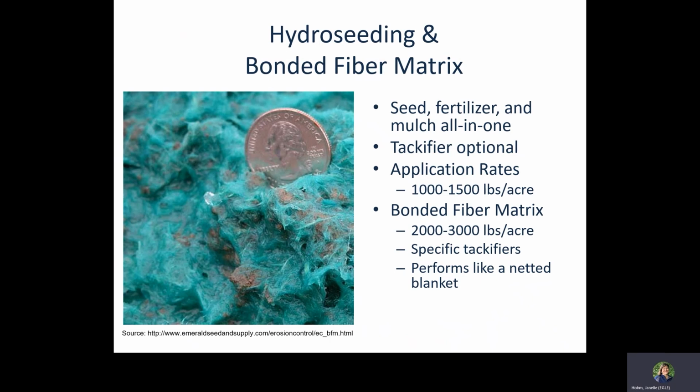Bonded fiber matrix is a newer product which is applied in the same manner as hydroseeding. It is a proprietary blend of seed, mulch, fertilizer, and tackifier. It has the same longevity and shear stress as netted blankets. It can be more expensive than netted blankets and does not provide as much moisture retention. The advantage of bonded fiber matrix is that less staff are required to complete the installation.